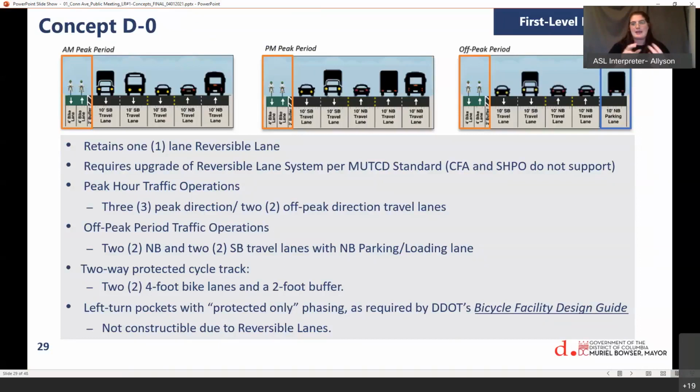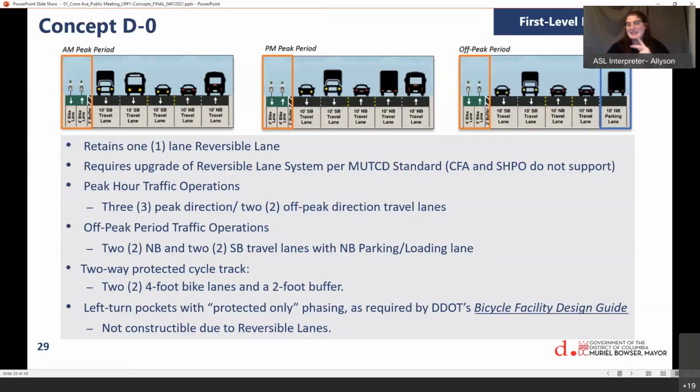This does provide a two-way protected cycle track. It'd be 4 feet for each of the bike lanes and then a 2-foot buffer. As part of DDOT's bicycle facility design guide, we often do require that left turn pockets for vehicles be provided to reduce the number of conflicts between the cycle track and left turning vehicles. However, given that this concept does retain the reversible lane, that would not be constructible in this scenario.